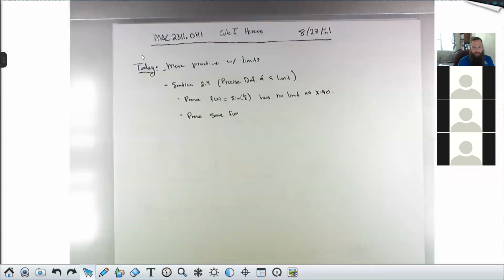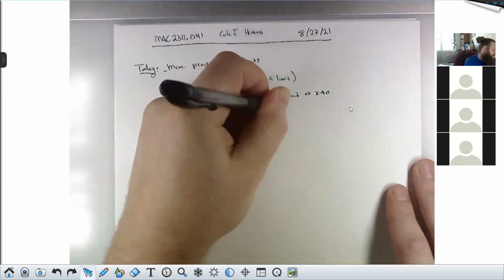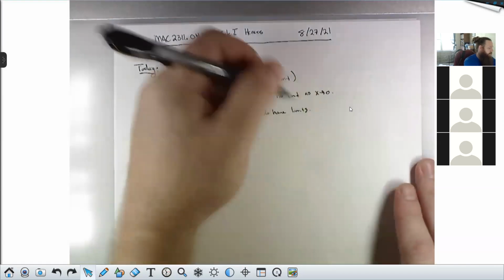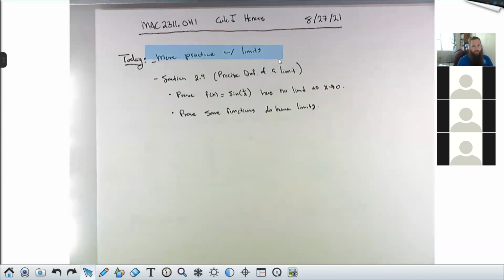We haven't started doing any actual work yet, but here's what we're going to do. We're going to do some more practice with limits from the perspective of section 2.2. Then we're going to go over section 2.4, the precise definition of a limit. This is where we left off on Wednesday. We're going to prove that the function sine of 1 over x has no limit as x goes to 0. And then we'll prove some functions do have limits. We'll work with some nice easy functions using that rigorous definition. Before we dive into any of that, we should get a little bit more practice with the basic results here. Although I suppose we did a pretty thorough job of this yesterday.